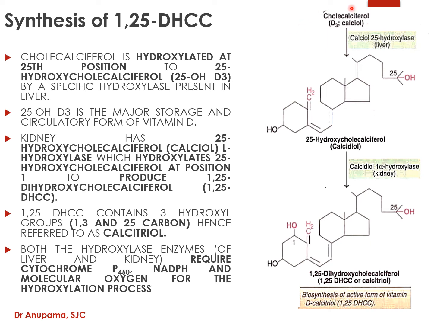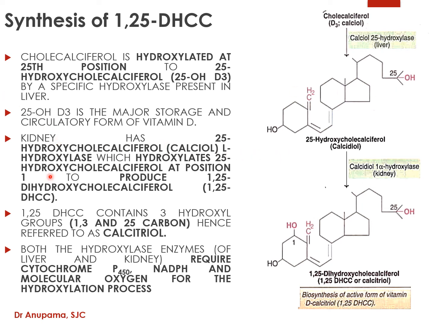Once the cholecalciferol is produced, it is hydroxylated at the 25th position to form 25-hydroxycholecalciferol, which is called calcidiol, and this is catalyzed by the liver enzyme calciol 25-hydroxylase. So 25-hydroxy D3 is the major storage and circulatory form of vitamin D.